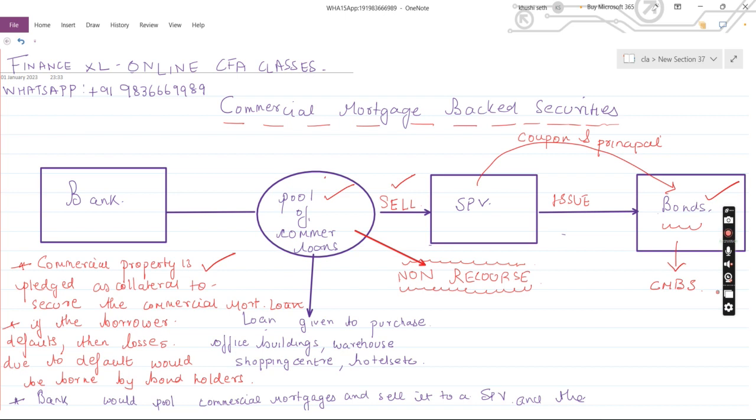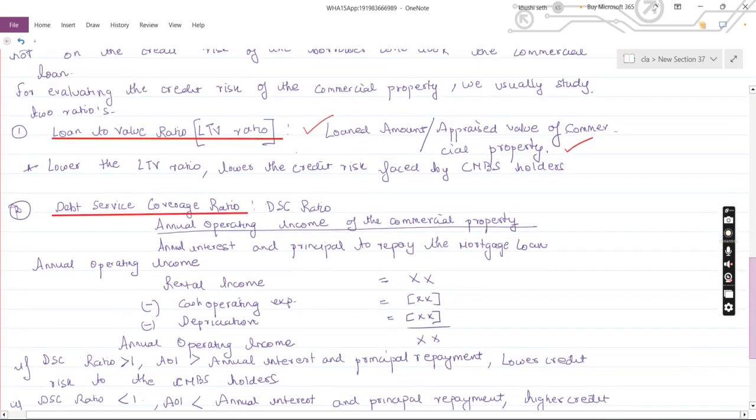Now, another point here is that, guys, these commercial loans are usually non-recourse, which basically means that if the borrower defaults, then the bank can only seize the commercial property which has been pledged as a collateral. So the bank can only seize the commercial property and sell it to recover the amount defaulted. However, if the commercial property is not sufficient to recover the amount defaulted, then the bank, that is the lender, cannot seize the other assets of the borrower to recover the shortfall. Right? So these loans are usually non-recourse.